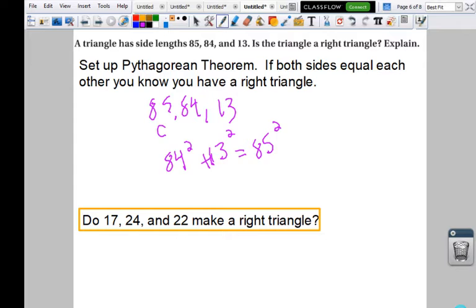So let me get Desmos. Let's go. 84 squared plus 13 squared, 7225. Oh, it does. Okay, cool. I get 7,225.